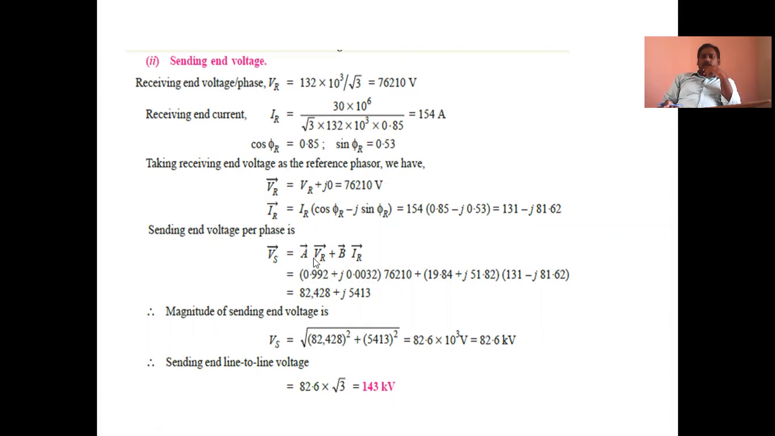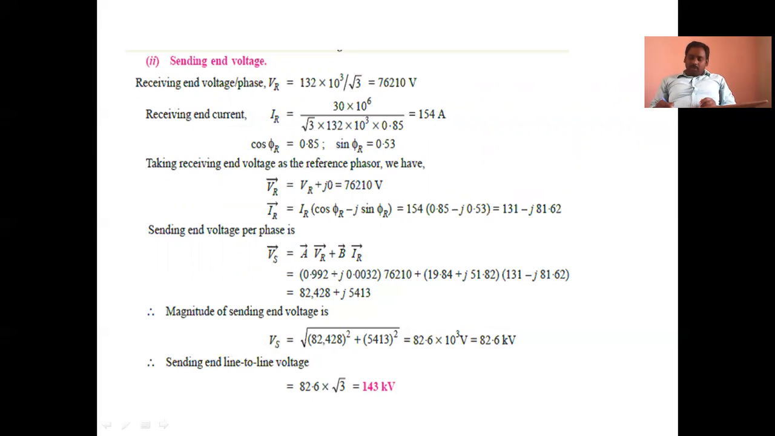Vs is equal to A into VR plus B into IR. VR is the line value, that is converted into the phase value: 132 into 10 cube by root 3, 76,210 volts. And the receiving end current: PL is equal to root 3 VL IR cos phi, where VL means VR and IL means IR, the line values. But we require the phase current, that's why IR is equal to P by root 3 VL cos phi.